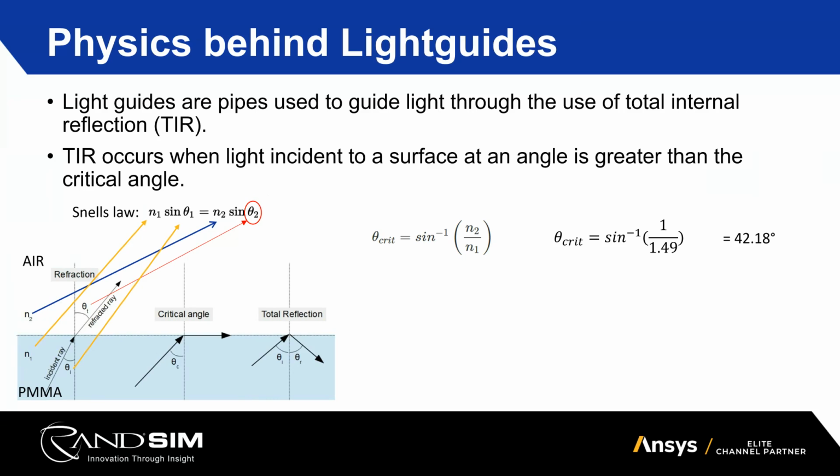But if it's over, let's say 43 degrees, let's just be nice about it. If we say it's over 43 degrees, it's going to reflect back inward because there is a change of refractive index. If it is at, let's say, 40 degrees, so it's under the critical angle, it's going to refract. It's going to go through. It's going to go through at an angle, but it's going to go through. It's going to go from PMMA to air.